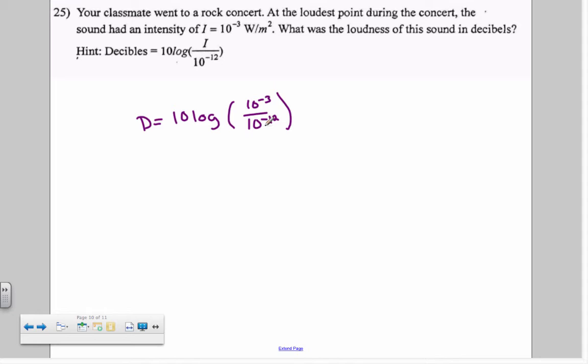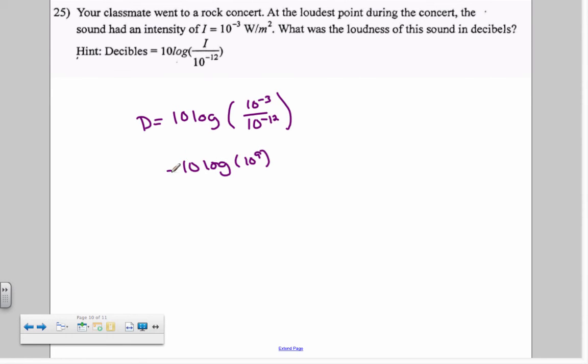Now, we just did a ton with exponents, so I know my exponent rules really well. And when I have a quotient with the same base, I can subtract my exponents. So I'm going to do that. I'm going to have negative 3 minus negative 12, which really becomes negative 3 plus 12. Negative 3 plus 12 is 9, and so I get 10 times log of 10 to the 9th power.